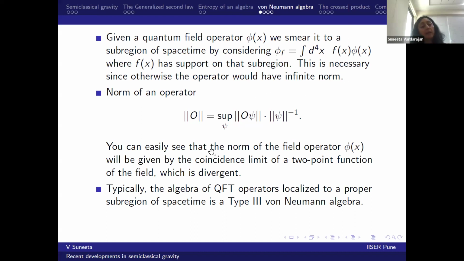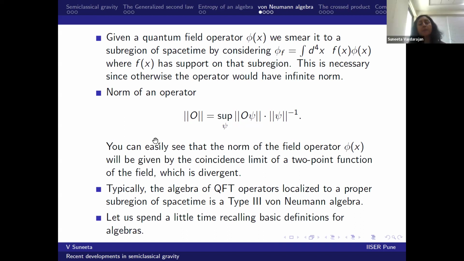Now, I am considering these QFT operators, all the fields which have been smeared and have support in the right exterior region of the Schwarzschild spacetime. And I am considering the algebra of these QFT operators. This algebra turns out to be a very well-studied algebra called a type 3 von Neumann algebra. And we are going to understand what is a type 3 von Neumann algebra. So let's spend a little time recalling some basic definitions of algebras.